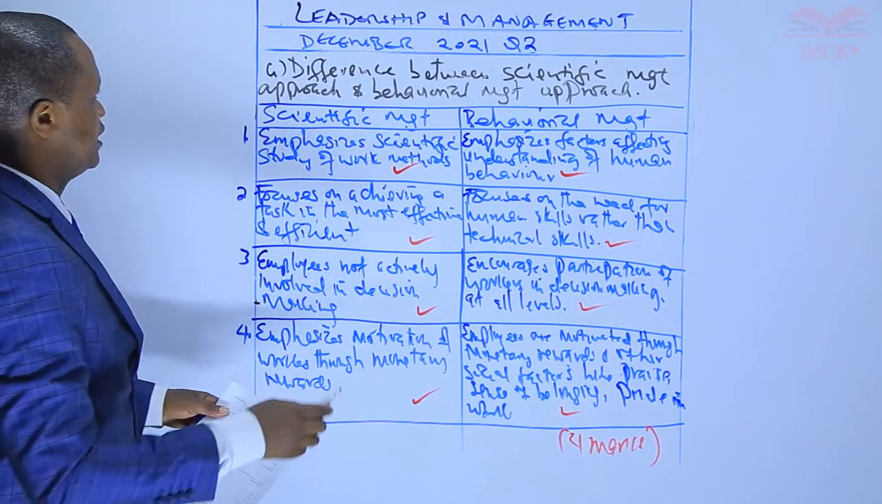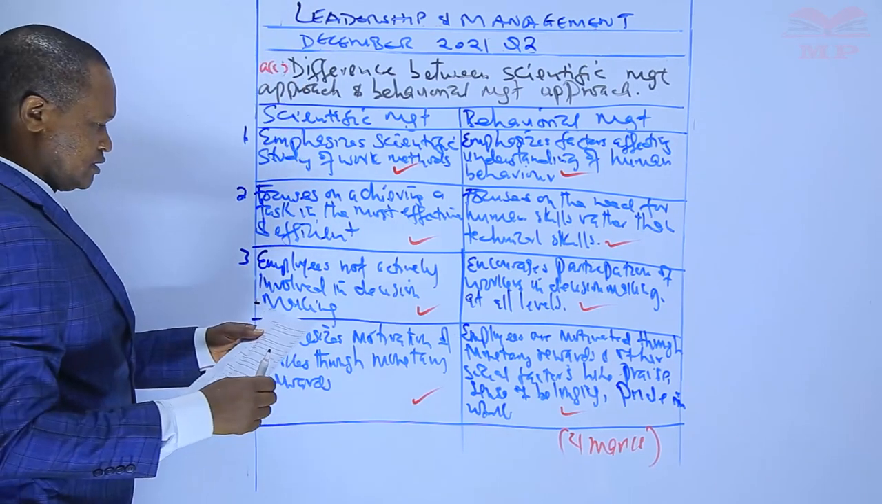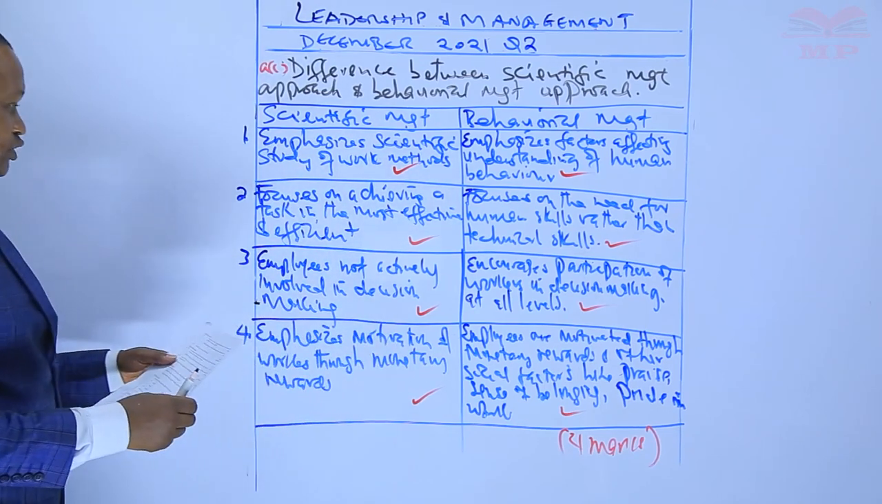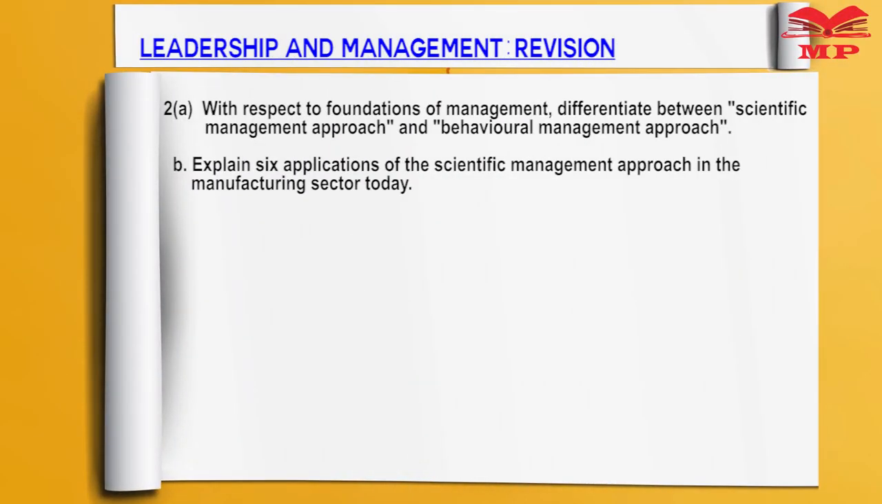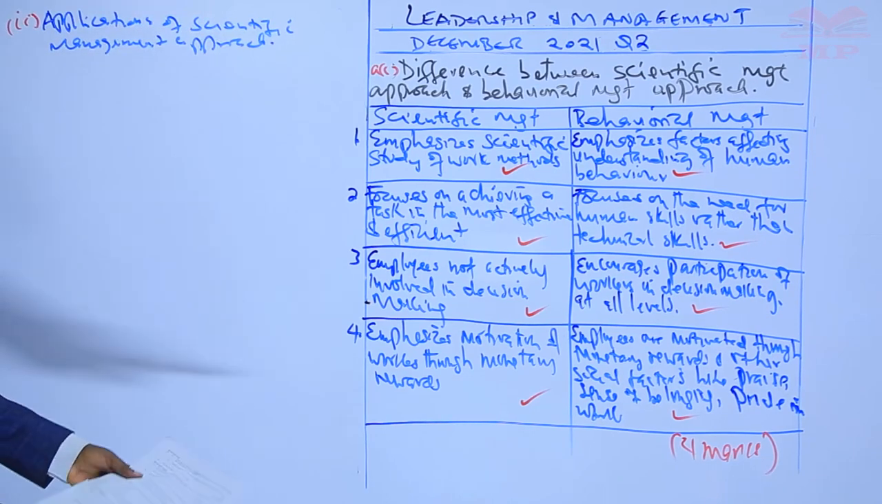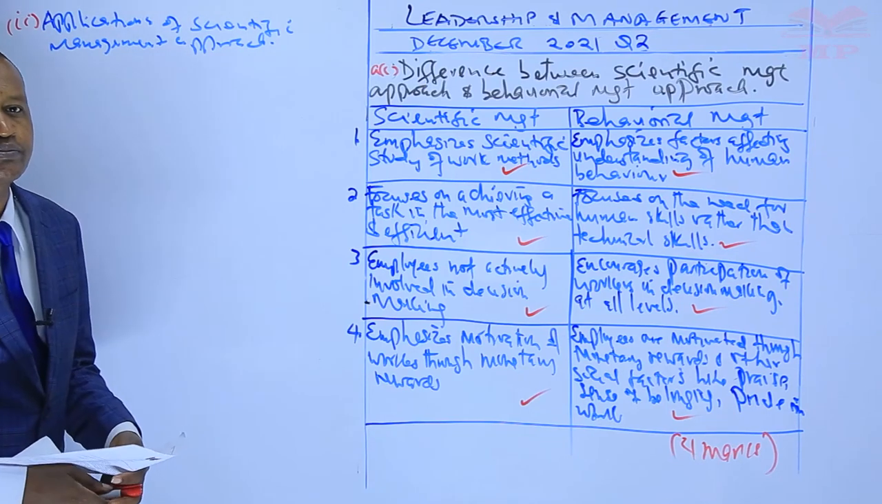This is Roman 1. Then we have Roman 2. The question is, explain 6 applications of the scientific management approach in the manufacturing sector. What are the applications of the scientific management approach in manufacturing? That's the question.